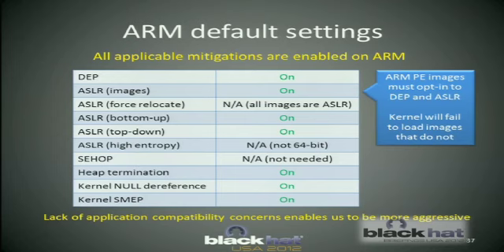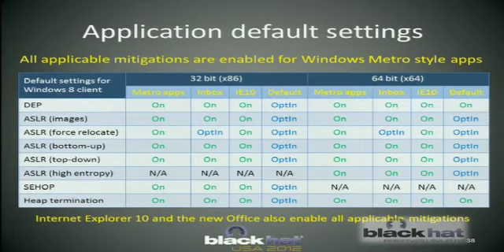So in particular, if you tried to load a PE image on ARM that didn't opt in to DEP or ASLR, that didn't have those flags set in the PE image, the kernel will actually fail to load the image. So this is something noteworthy, where by virtue of the fact that we're now supporting ARM, we had an opportunity to be really aggressive in terms of how we turned on mitigations for that platform.